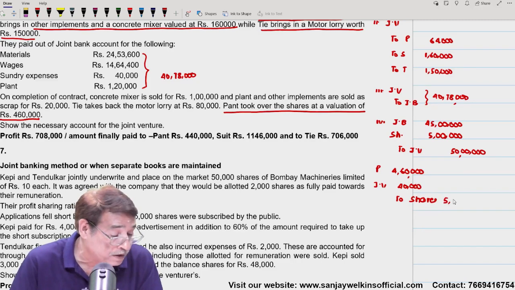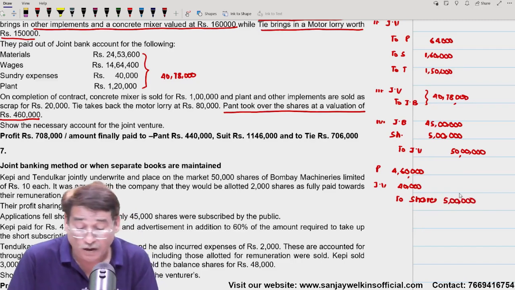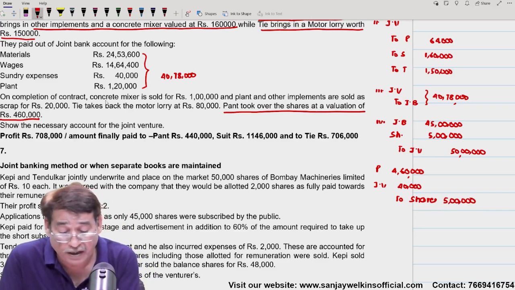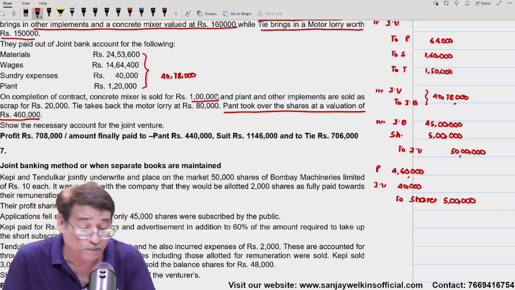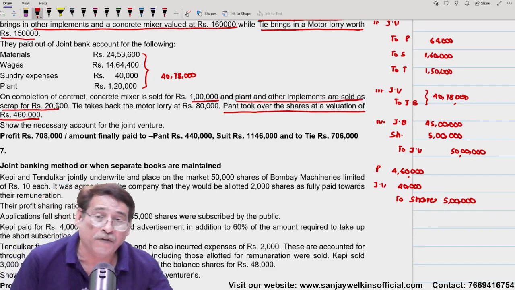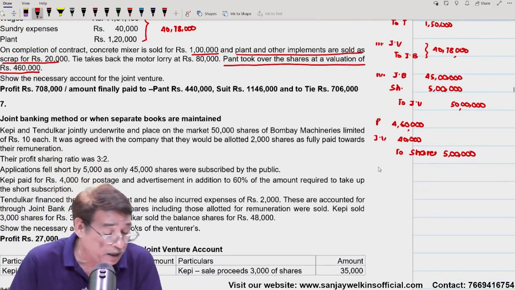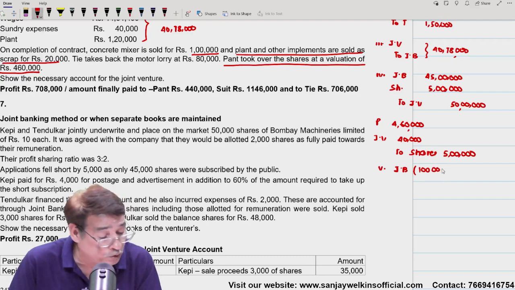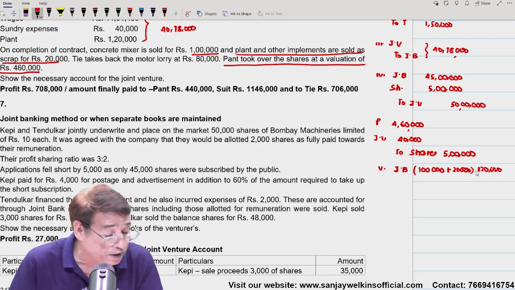5 lakh worth of shares have been taken over by P. After this, it is also given that concrete mixture is sold for 1 lakh and plant and other implements are sold for scrap at 20,000. So this time the remaining material has been sold out. Your entry will be joint bank account debit, that is, you sold concrete mixture for 1 lakh and implements for 20,000, so total amount 1,20,000. Correct? And then you are going to write here to joint venture 1,20,000. This is the entry you are going to pass.